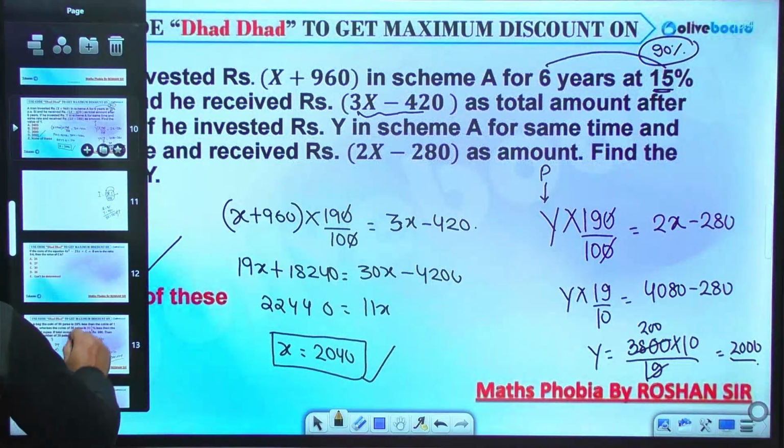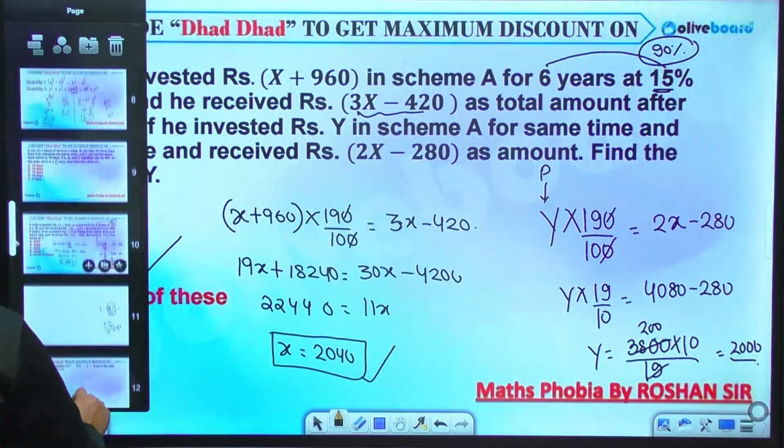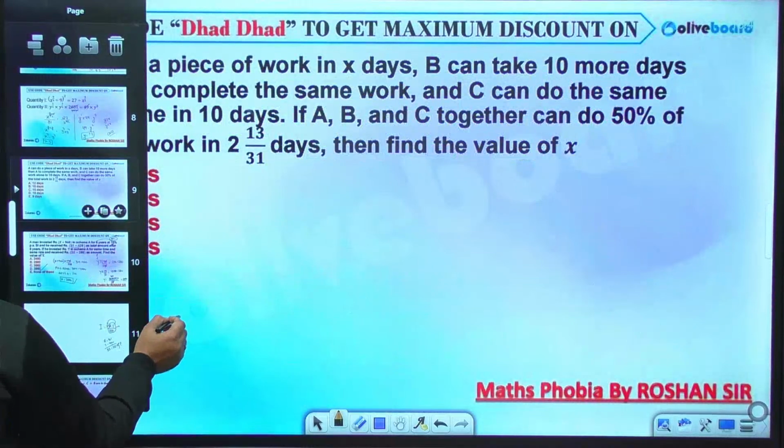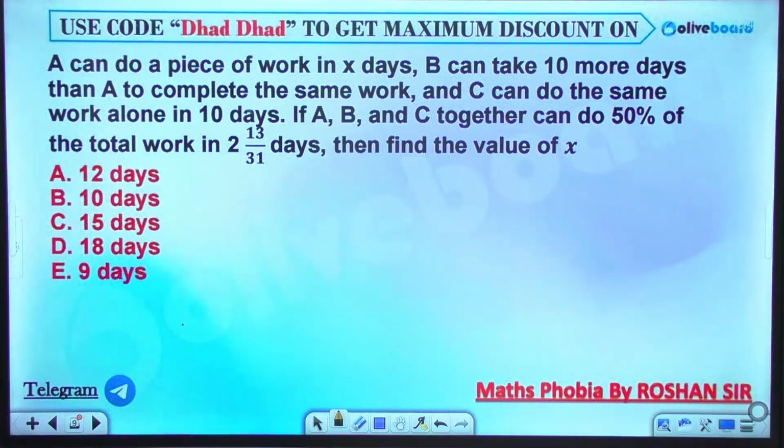Very good. It's a very beautiful question. Let's see who is solving this question. This is a question of time and work, and this is important.